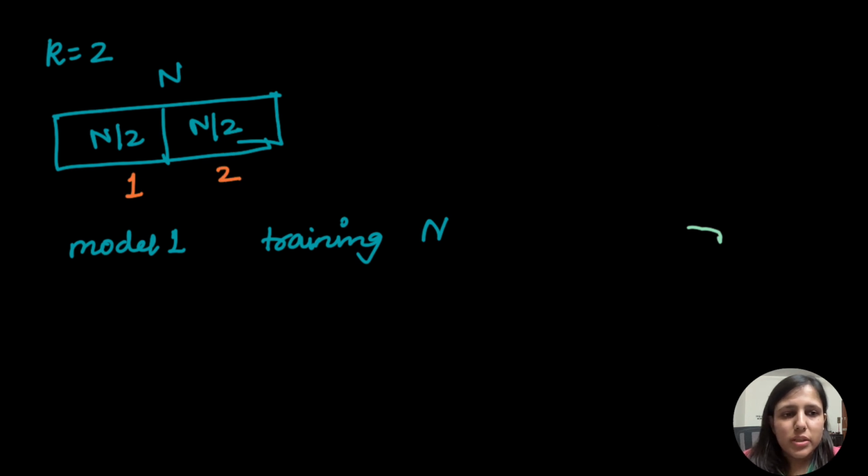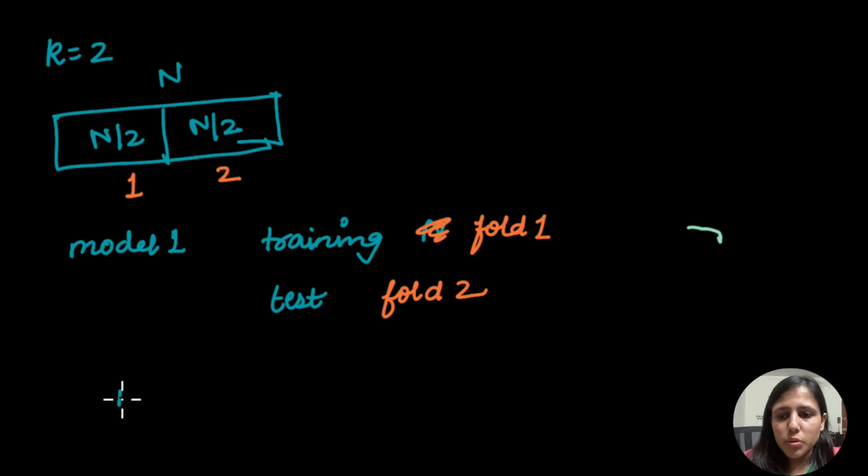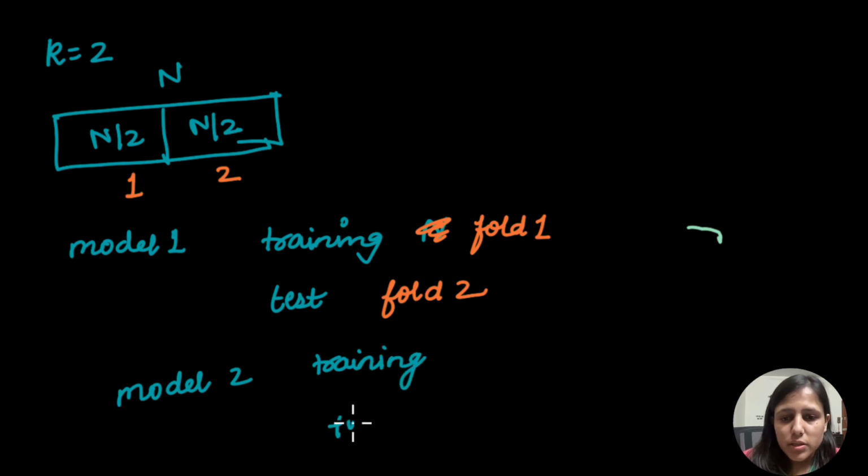So you will train with fold 1 and you will test with fold 2, right? And model 2, you will train with fold 2 and you will test with fold 1.